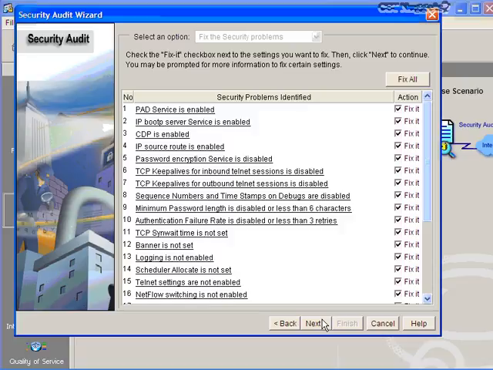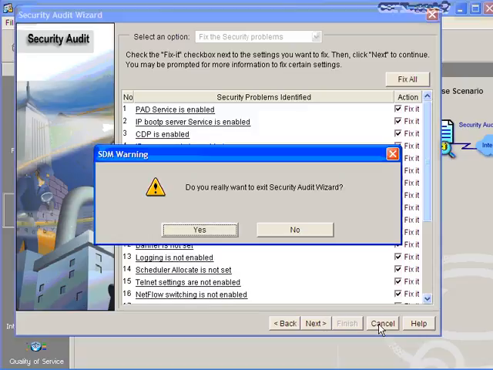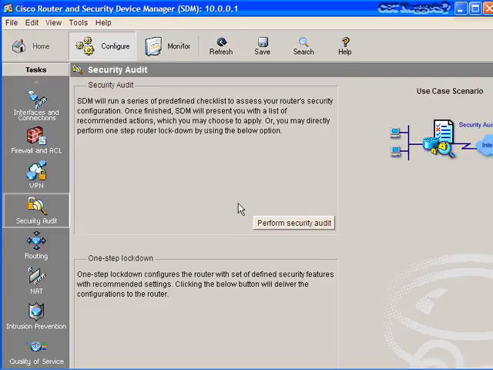Now the way this SDM works is when I click on next, it actually creates a configuration file that's going to fix all these problems in this security audit. However, I have to actually apply that configuration file to the device. So I actually have to download the configuration file to the device and then save it in the memory of that device before it actually takes effect. I'm just going to cancel out of here, but I just wanted to show you under this particular Nugget movie just an example.